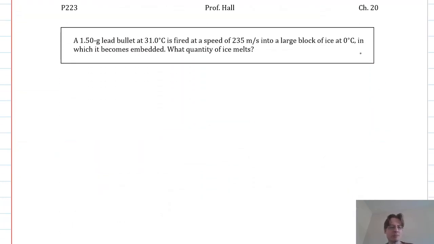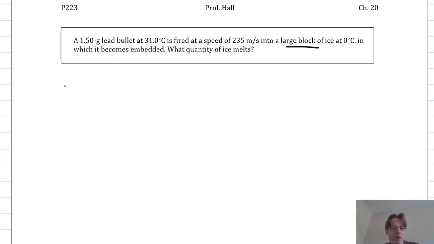Now let's look at an example. A bullet is fired into a large block of ice. The bullet is warm when it's fired and the ice is at 0. What quantity of ice melts?